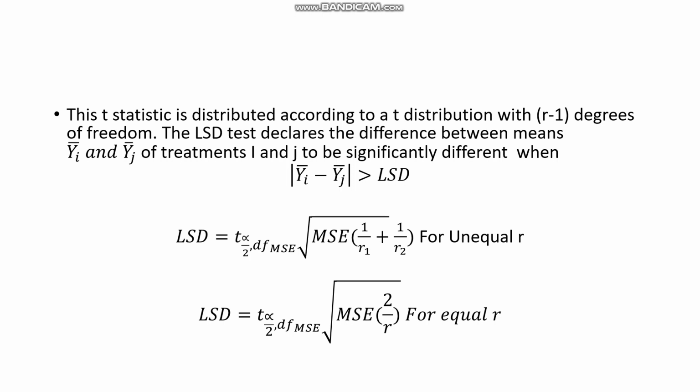The LSD test declares the difference between means yi bar and yj bar of treatments i and j to be significantly different when the absolute value of this difference is greater than LSD. This is the way of calculating the LSD statistic for unequal r's. For unequal replications, for the separate comparisons, you need to calculate this test statistic.